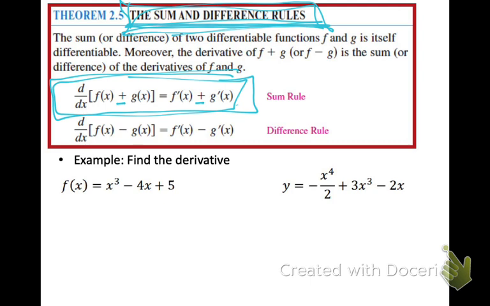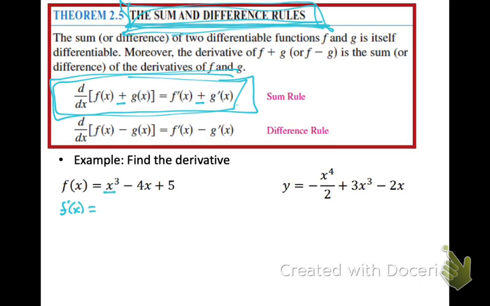Okay, can we do the example? Yep, let's do the example. So, how many problems do I have in f of x? Do I have one problem? I have what? 3. Actually, we did 3 rules because we did the constant one. Okay, so we're going to take the derivative of each one individually. Got it? Got it.